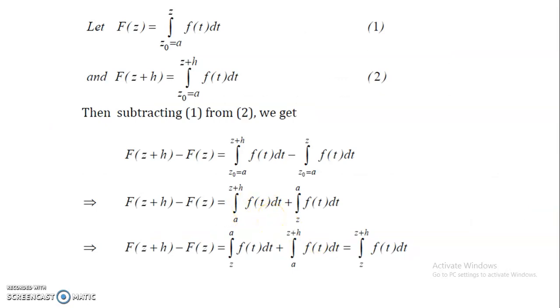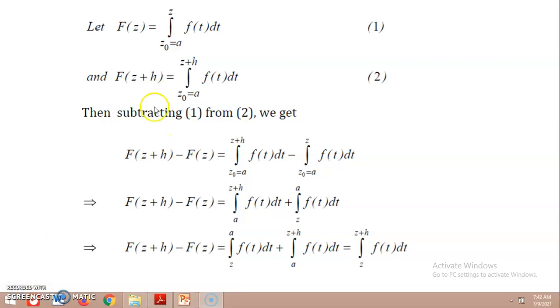So obviously its derivative exists there. In order to prove that, we shall use the definition of derivative. Let capital F(z) be the integral of f(t) dt from a to z, where a is a fixed point and z is a variable. Since we are going to prove that f(z) is analytic, this capital F(z) is an integral function of f over a to z.